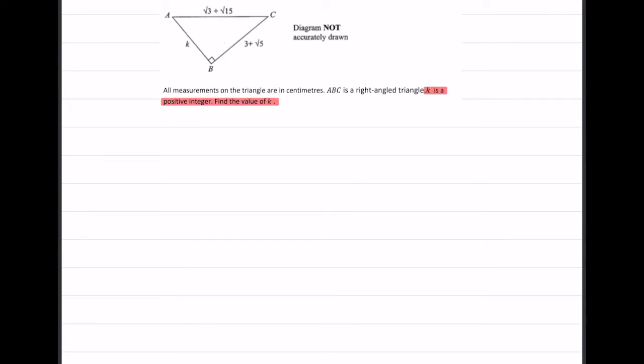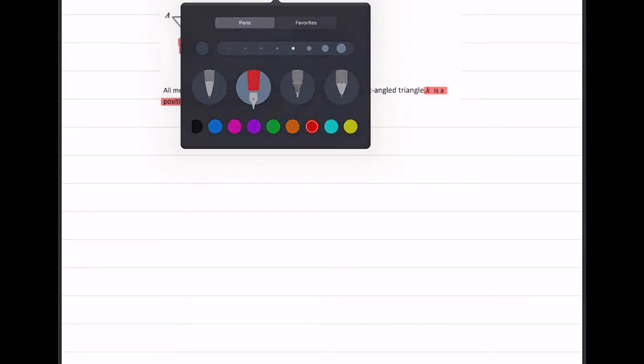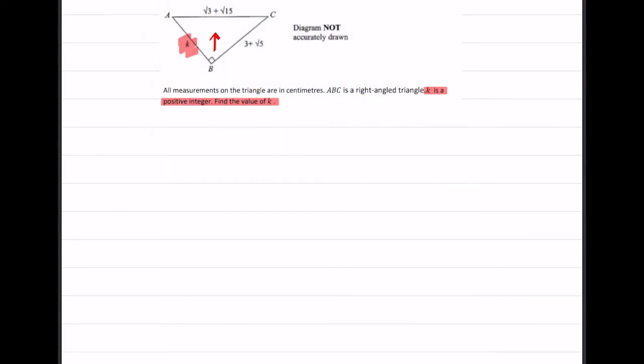Alright, so now we have K on our diagram. K is not the hypotenuse. The hypotenuse is the longest side of the triangle and the side opposite the right angle. So we're actually looking for one of the short sides. So I can say that AB squared is equal to the hypotenuse, which is AC squared, minus the remaining short side, which in this case is BC squared.